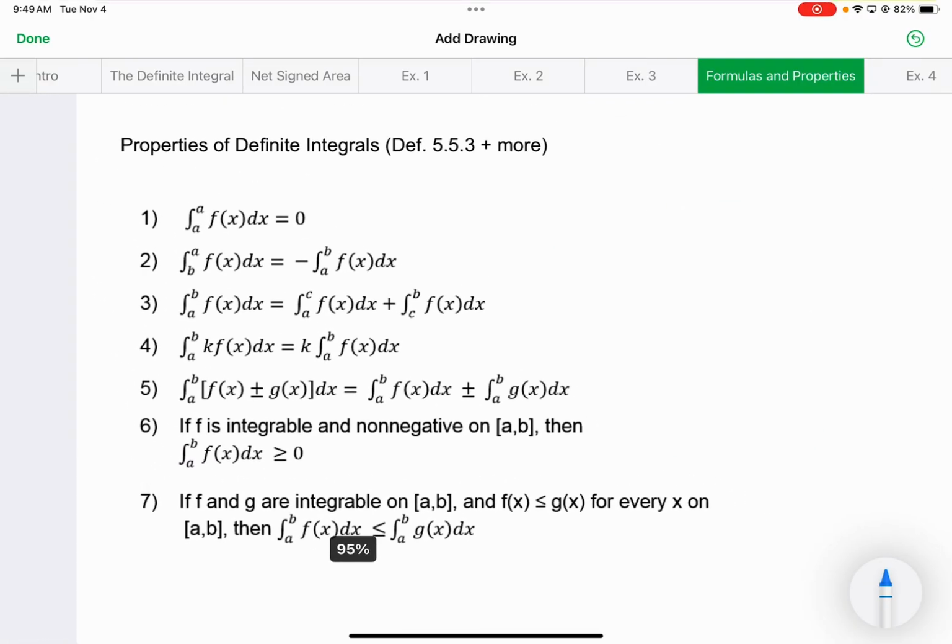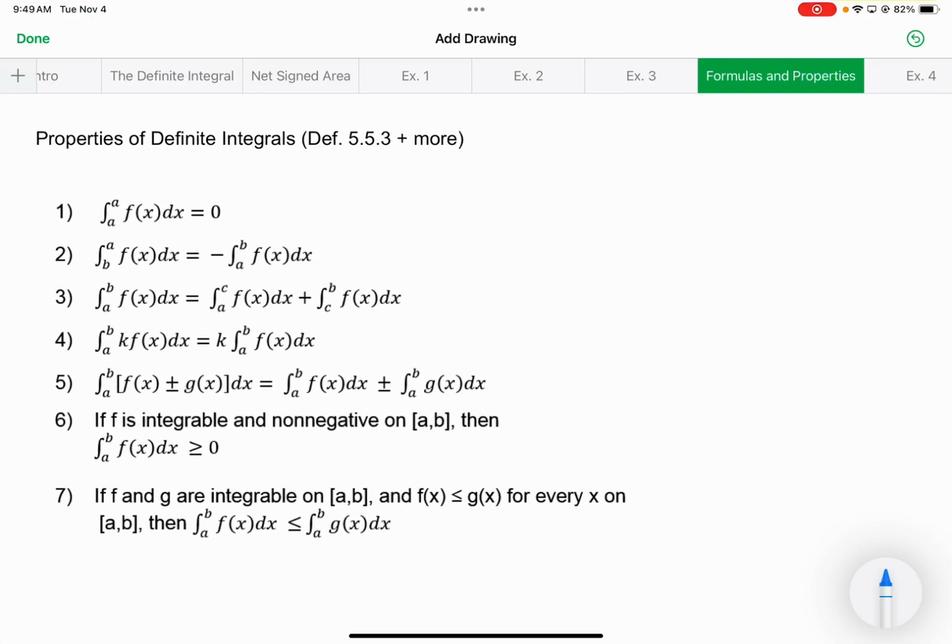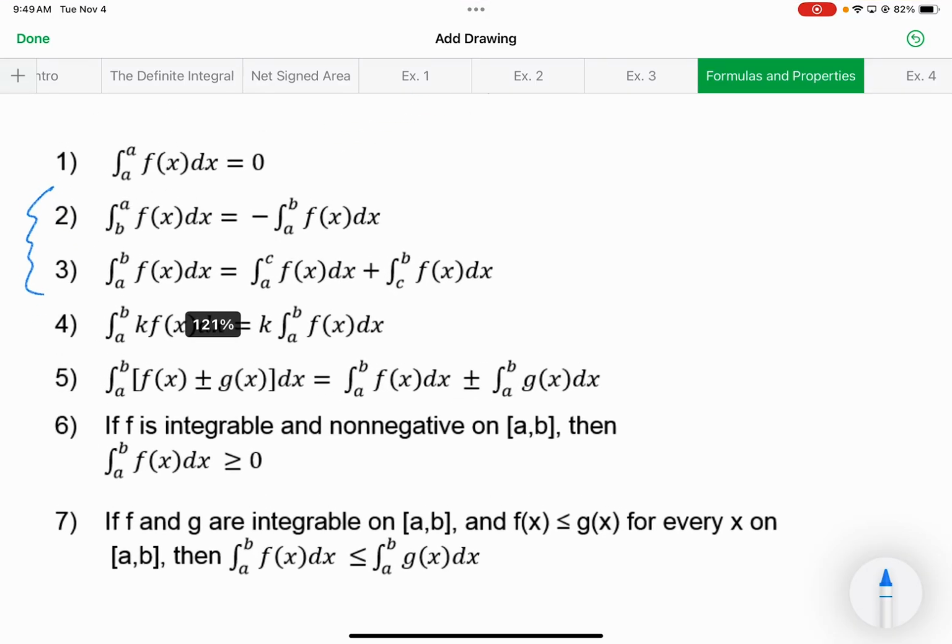So let's look at these properties of definite integrals. It says definition 5.5.3. I think it's only these 2 of them. The rest are different theorems in your textbook, but I just put it all in one location, okay?